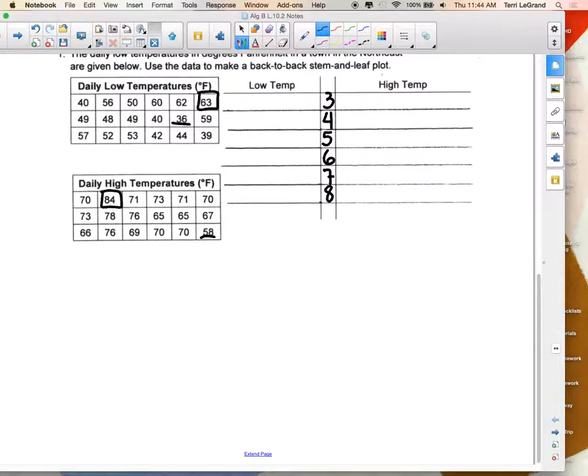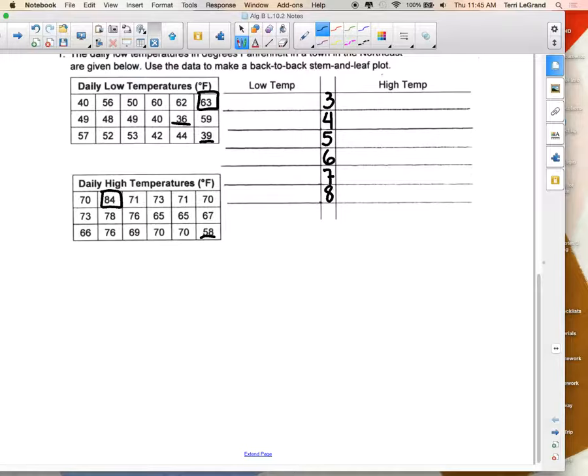Okay, we're ready to make our leaves. Let's do the daily lows first. So I underlined 36, so let's underline all the 30s, all the temperatures that were in the 30s. Are there any others? There's a 39. Any others?